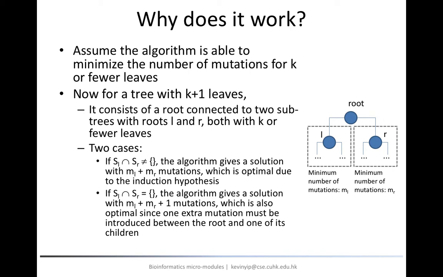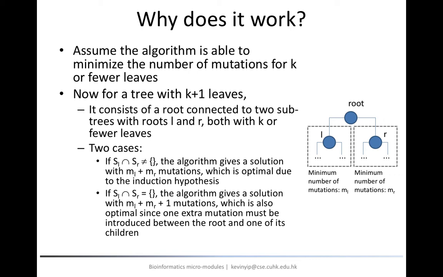For the right subtree, since the root chooses something not in R's preference set, according to the algorithm, it would simply ignore the root's choice and select one nucleotide from its own preference set. The total number of mutations in the whole tree would then be ML plus MR plus 1. Is this optimal or not?